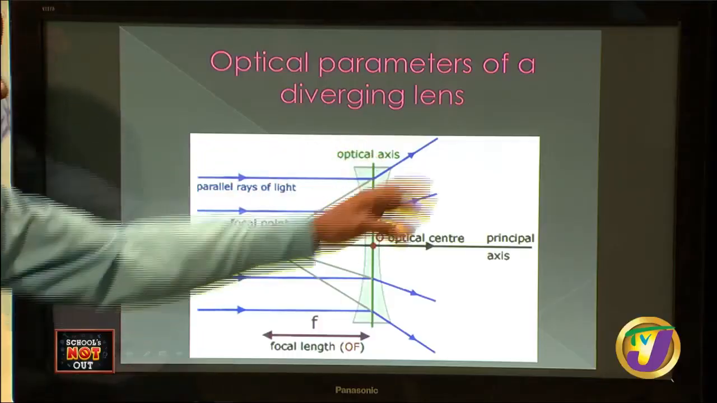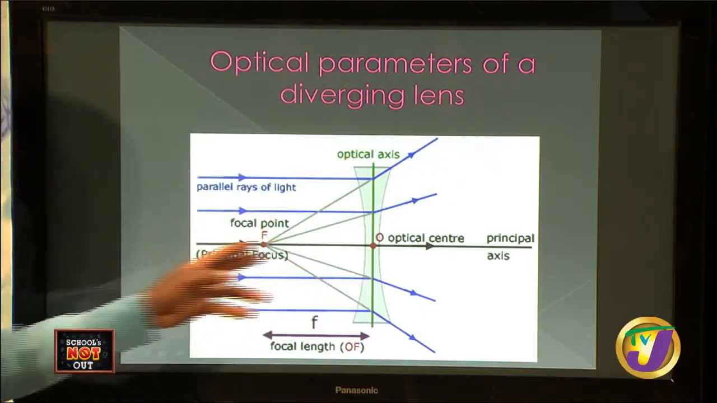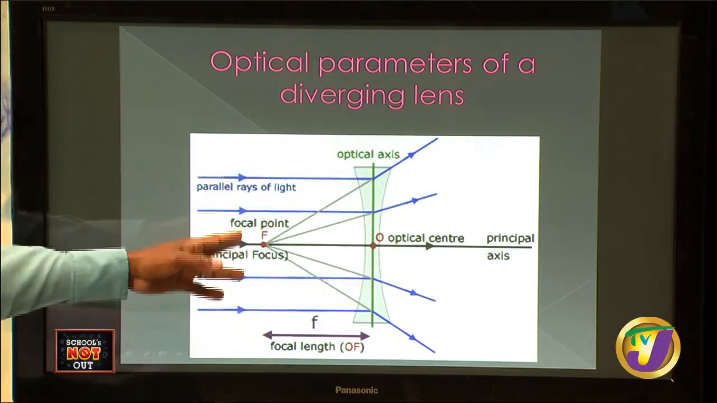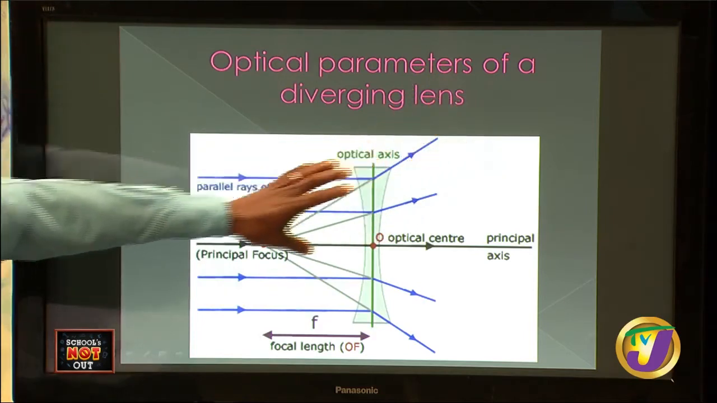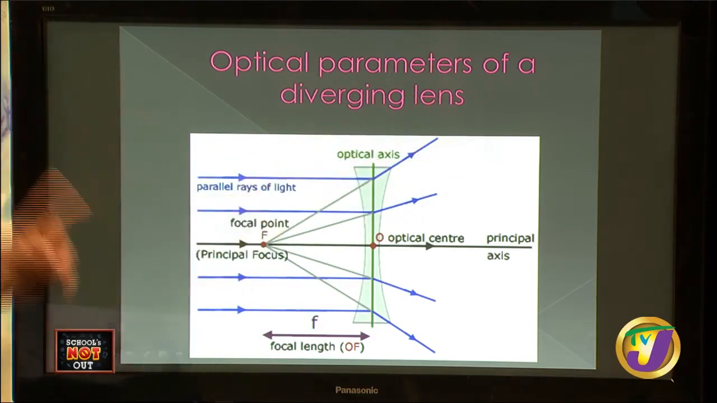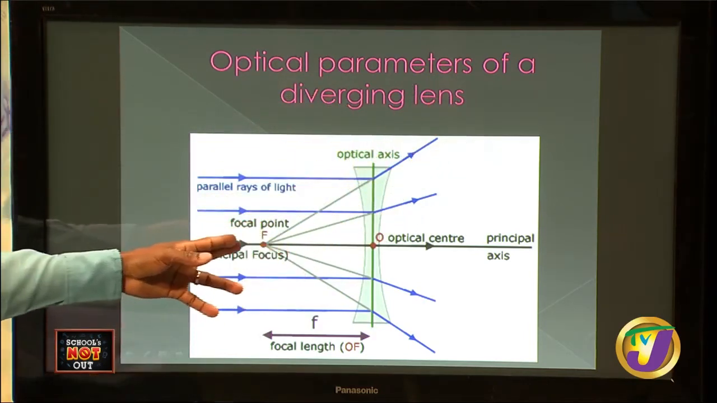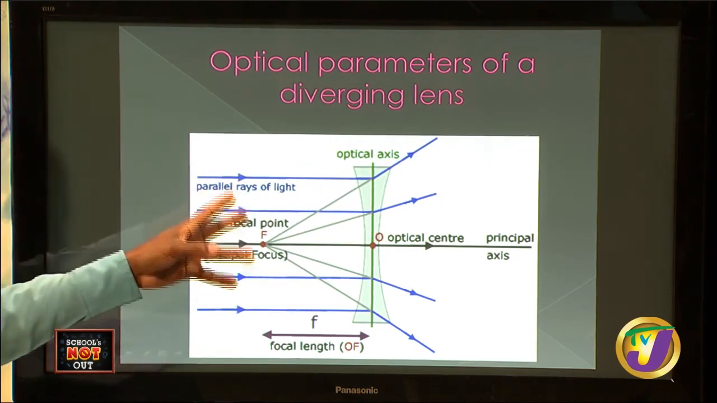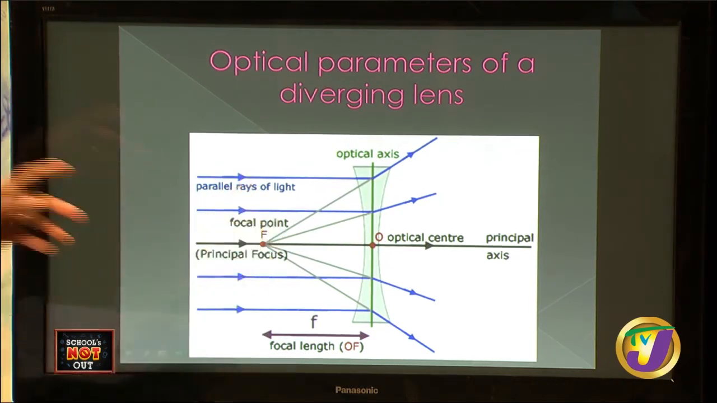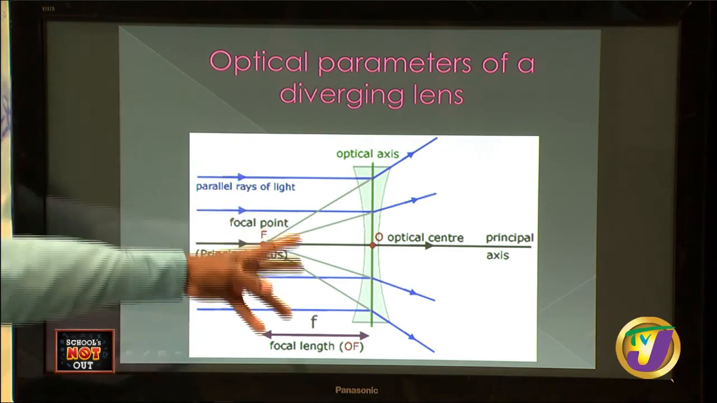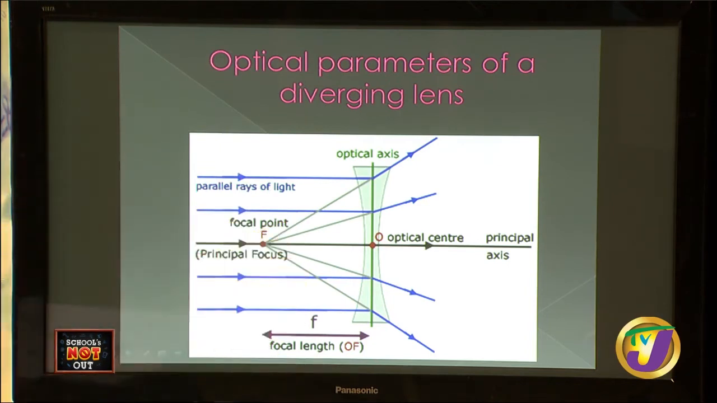Same thing for the biconcave rather. Rays come in, they spread out, optical center, principal focus, focal point is here. Because remember, for there to be a focal point, the rays must be coming from a center or a point from the lens. So that is where the focal point for the biconcave lens lies.